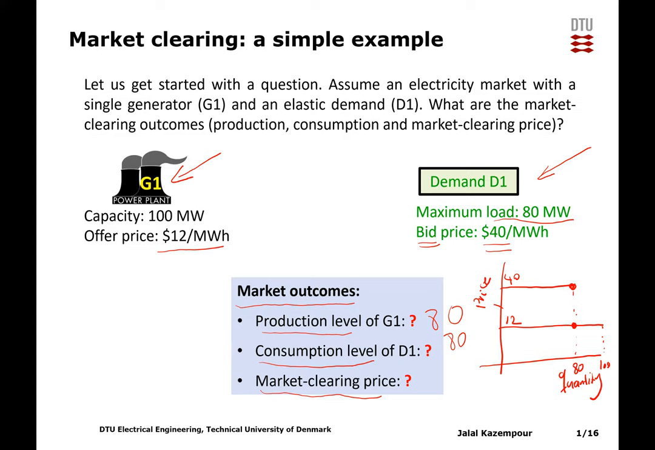So here, we assume that we go for uniform pricing. If it's pay as bid, it's clear. Everyone is paid or pays based on what he or she bid or offered. So if it's pay as bid, it's easy. But we are talking about uniform pricing. We are going to get one single price for the whole system.